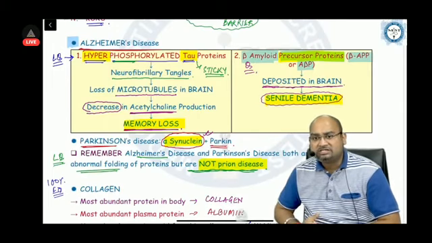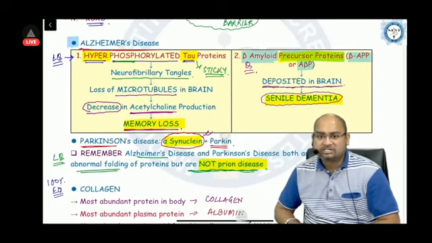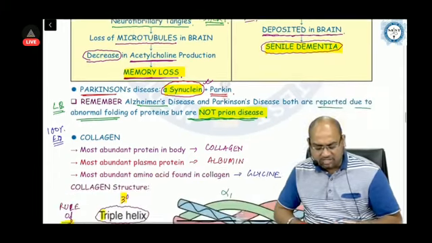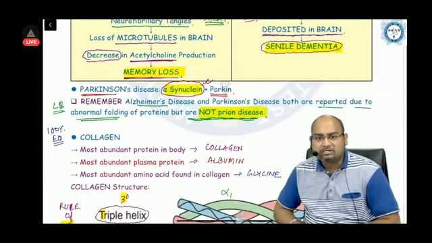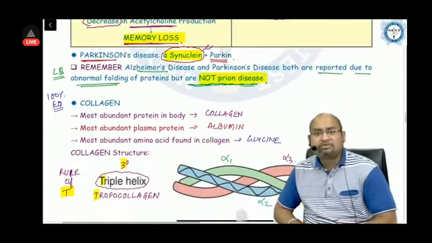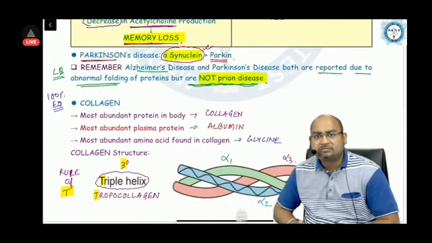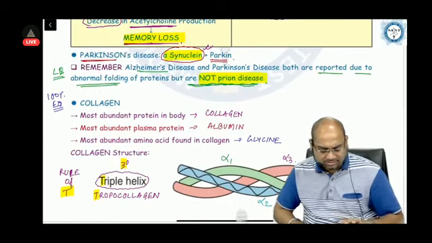The second one is beta amyloid precursor protein. The precursor protein of beta amyloid is more dangerous. Please try to remember this. In Parkinson's, remember one name, alpha synuclein. Please remember both Parkinson's and Alzheimer's are reported due to abnormal folding, but they are not prion diseases.